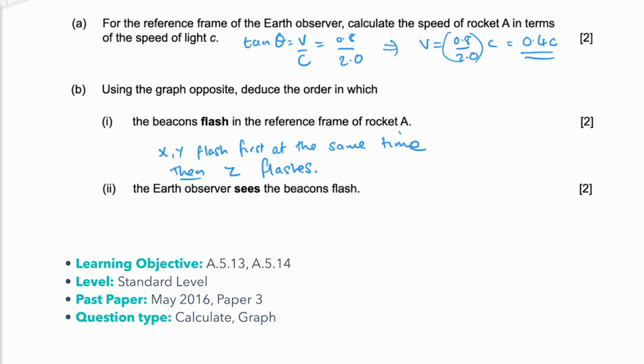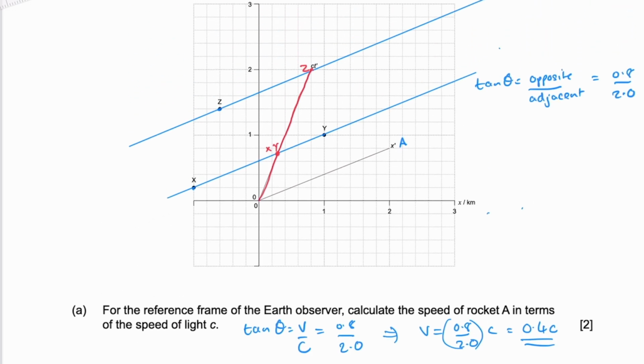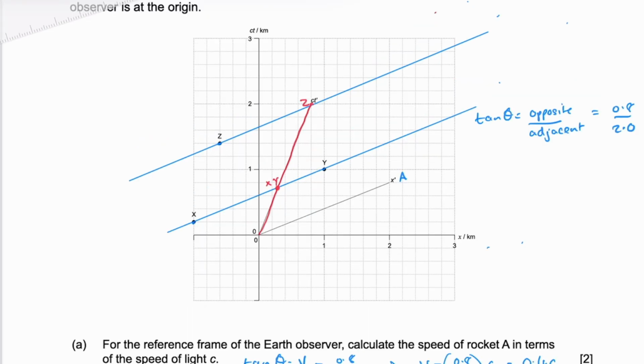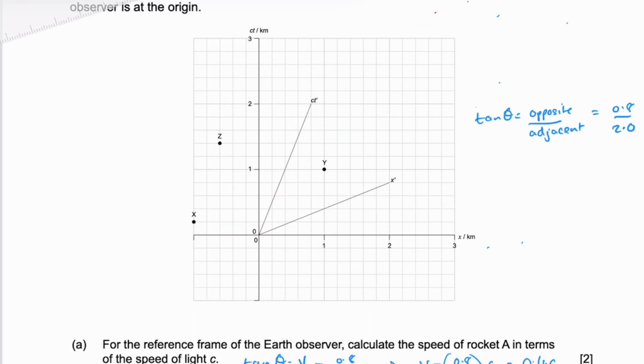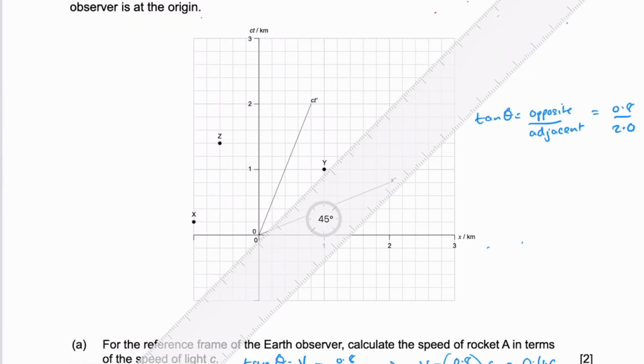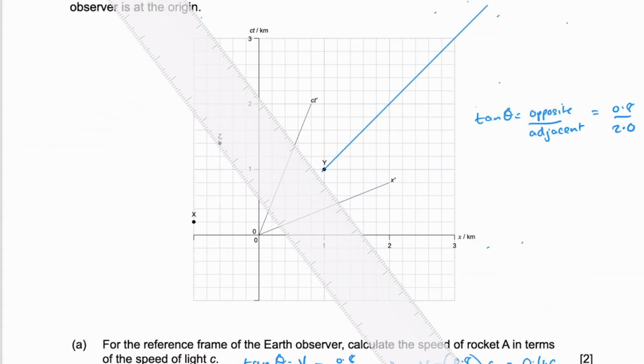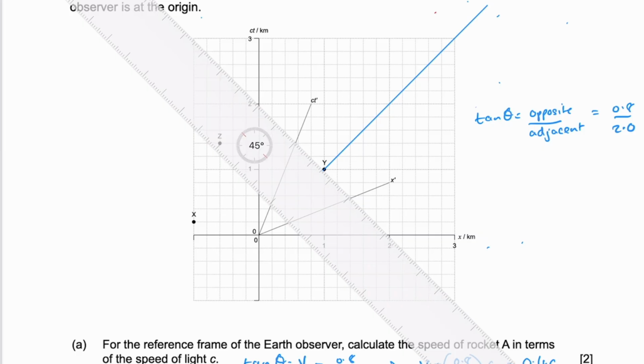B2. Deduce the order in which the Earth sees the beacons flash. So we're going into the Earth's frame of reference now. Now, when this beacon flashes, it will emit light at the speed of light. And for that, we have to draw some light cones. So again, I'm just going to take all that off. Right, let's draw a couple of light cones. Light cones are drawn at 45 degrees in both directions from each flash of light.